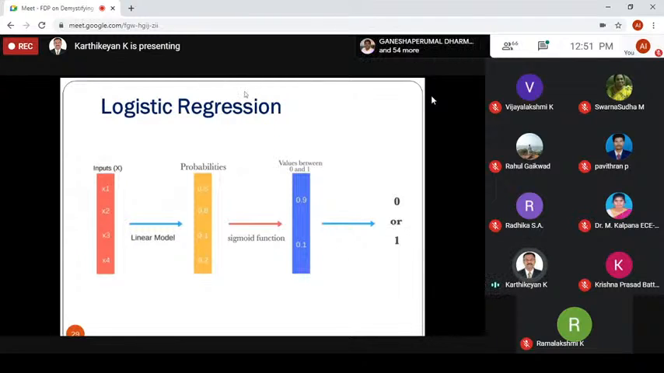Now coming to the logistic regression, the output will be a binary one, either 0 or 1. So that is very, very important. Say, suppose you want to find out whether that particular cricketer will be selected for the next test series, right? If he is selected, then the output will be 1. If he is not selected, the output will be 0. So this is a problem of logistic regression.